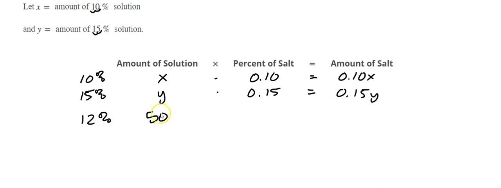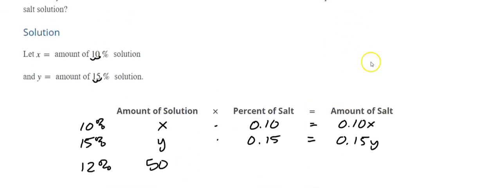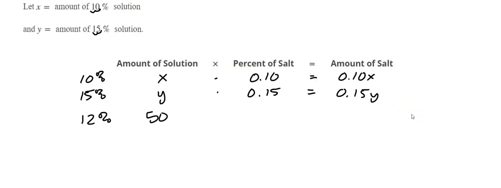Well, our 12% solution, that's going to be the amount. It tells us in our problem up here we need 50 ounces. How much of a percent salt? Well, they want us to have 12%. How much do we find out of that? Well, it's going to be 50 multiplied by 0.12, which is going to end up equaling 6. So that's the amount right there.